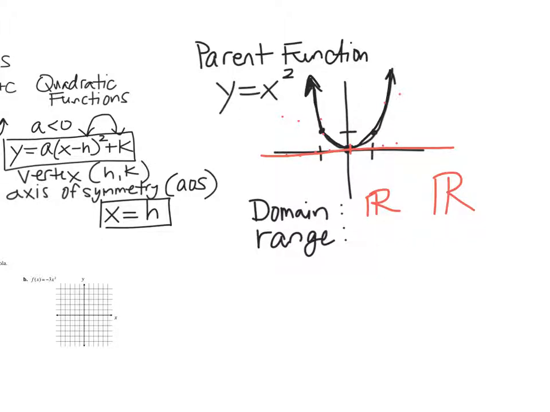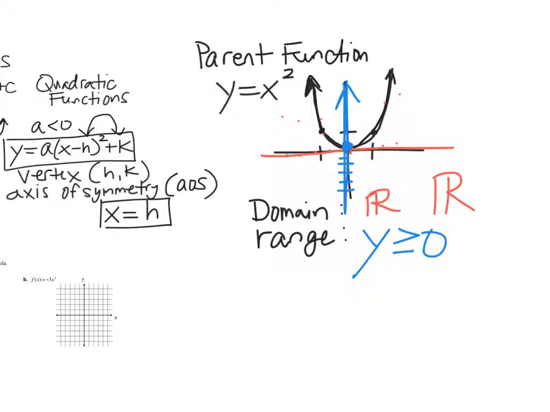And then the range is going to be all the y values that are being used. Now the y is up and down. For this graph, the parent function, are there any of these y's on the parent function? No. What's the smallest y value? 0. And then it's everything above that. So the range would be all the y's that are greater than or equal to 0.